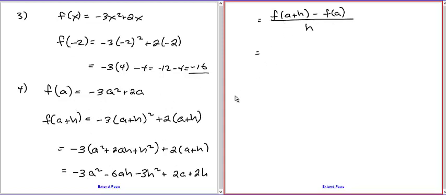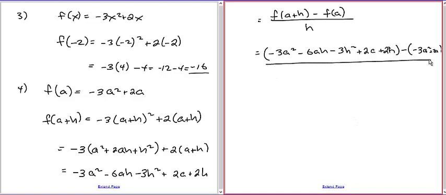So f of a plus h is going to be negative 3a squared minus 6ah minus 3h squared plus 2a plus 2h. So that is f of a plus h. And then you're going to subtract f of a, which is negative 3a squared plus 2a, all divided by h.